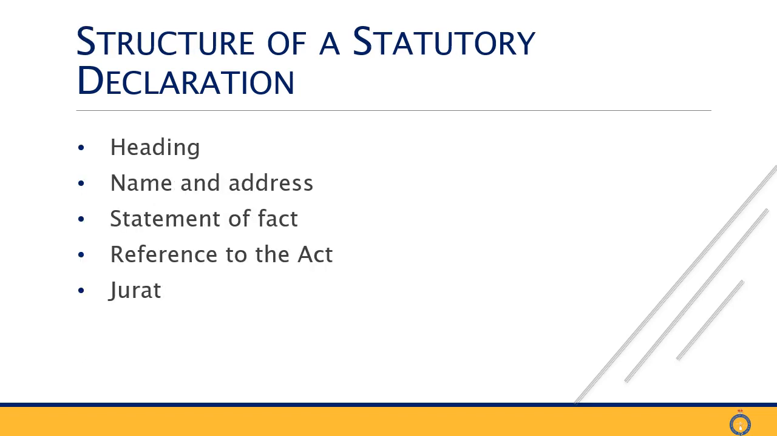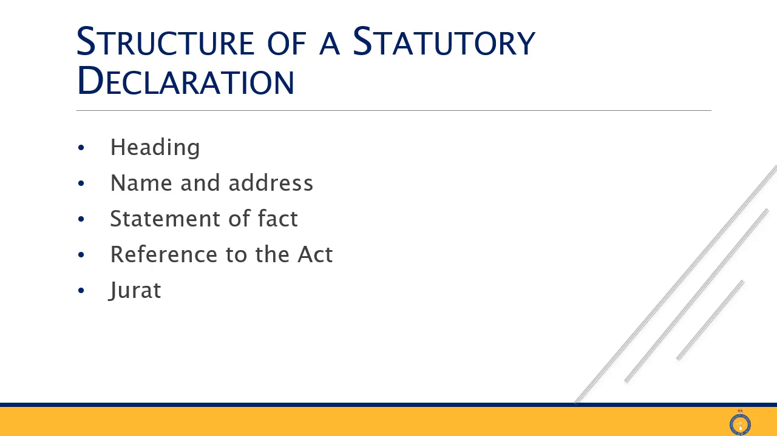Statutory declarations always follow a specific structure regardless of which jurisdiction they originate from. It will have a heading that says Statutory Declaration. This is followed by a section where the declarant enters their name and address, then their statement of fact, followed by specific wording and specifying the act under which the declaration is made. For example, "And I make this solemn declaration conscientiously believing the same to be true and by virtue of the provisions of the Oaths Act 1936."